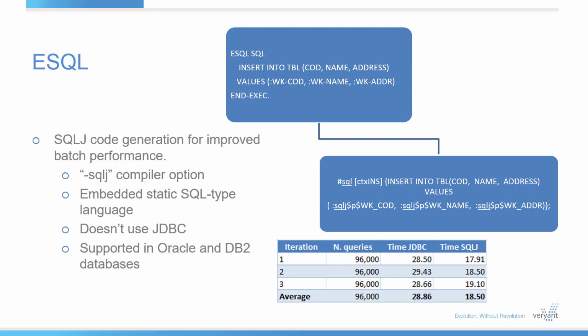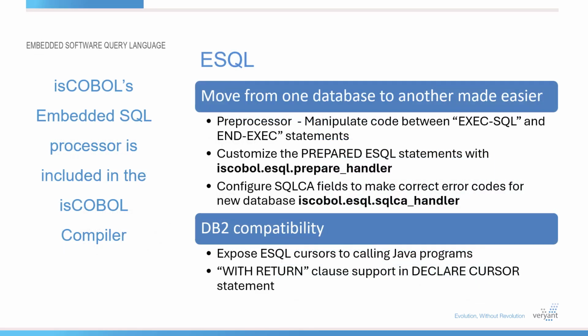Now on the screen is an example of what SQLJ looks like compared to the ESQL doing the same thing. Not all SQL is compatible with all databases, so if you want to access more than one database with your code, you may need to modify your embedded SQL for the specific database.